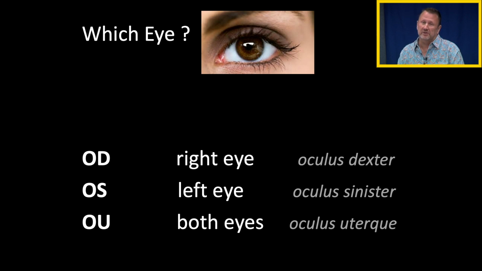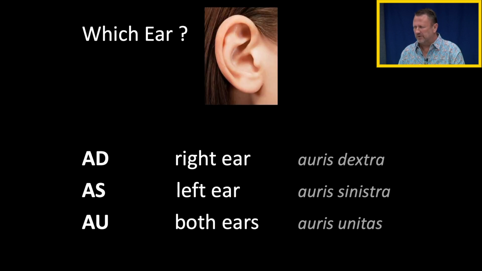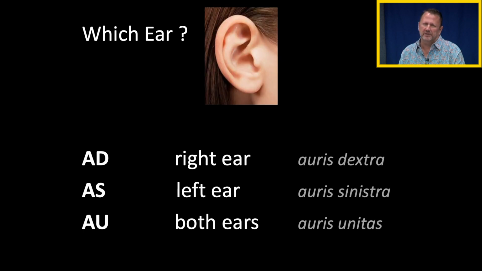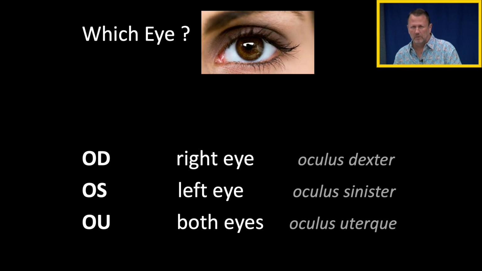Please don't confuse this with the eyes. OD, dexter is the right eye, sinister is the left, and U is both. All right, so please don't confuse AD and OD with AS and OS and AU and OU. Okay, so make sure you understand these because these are very common abbreviations in pharmacology.